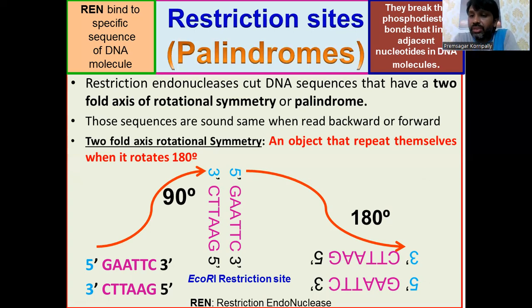So the restriction site, when rotated 180 degrees, resembles its original structure or original sequence order. This is what is called a twofold axis rotational symmetry or palindrome. You can see here 5 prime is blue, here 5 prime is black. But the order of sequence here is GAATTC, here also GAATTC. So the restriction endonuclease binds to sequences which have twofold axis of rotational symmetry or palindrome. This is the important property of a restriction site, right?